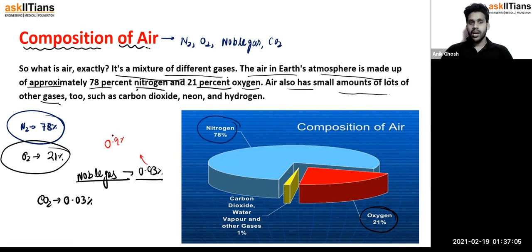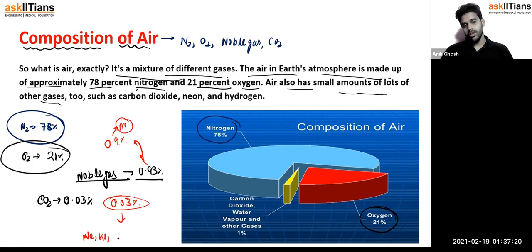Where in this 0.93%, 0.9% is argon, and the rest of the 0.03% is the others, like neon, krypton, xenon, and everything else. So these are the main ingredients and the amounts in which they are present inside the air.